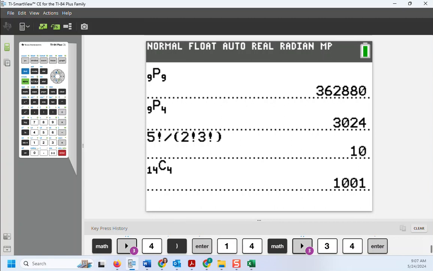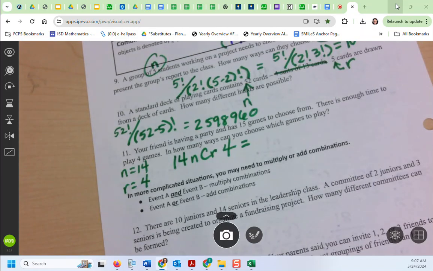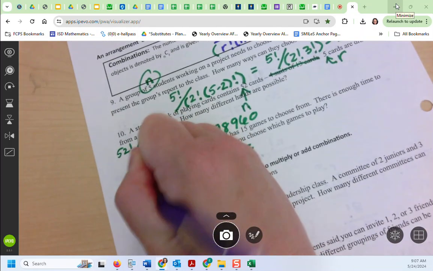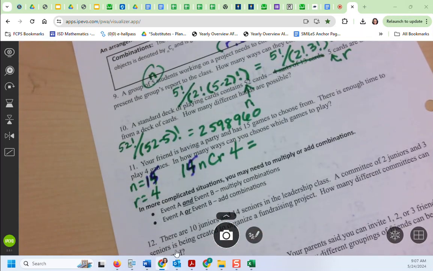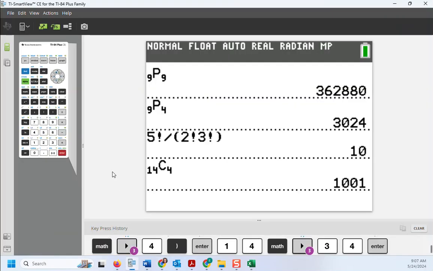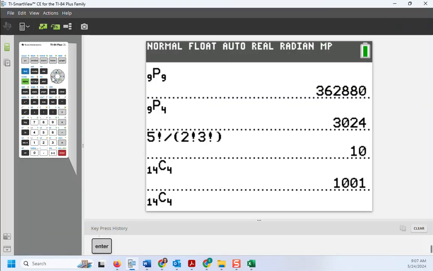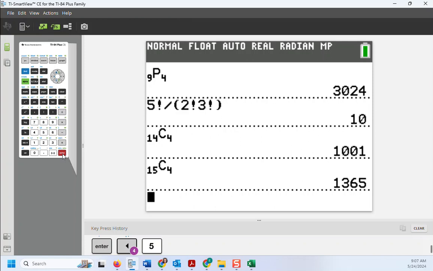That's actually not what I'm supposed to get, is it? It's 15. Okay, so let's go back. Fix my paper first. Why is that answer wrong? 15 here and here. Okay, second, enter. Let me go back and change it to 15. All right, is that better? 1,365?